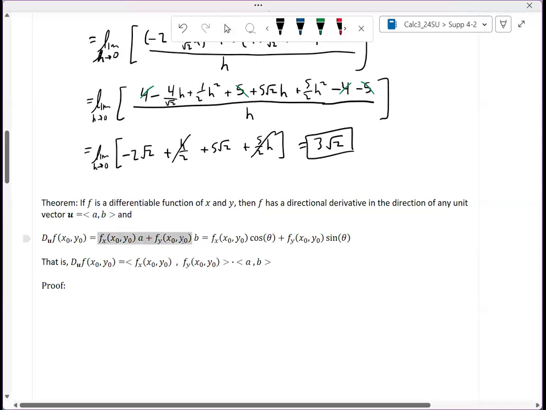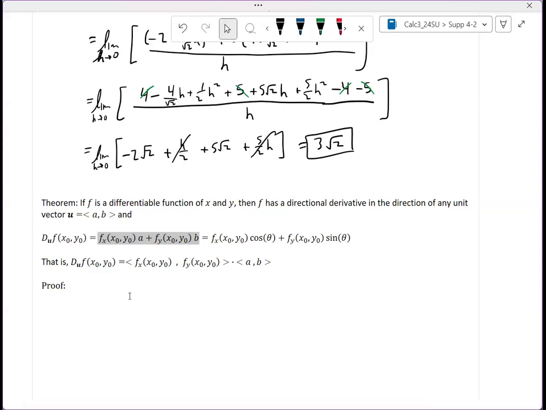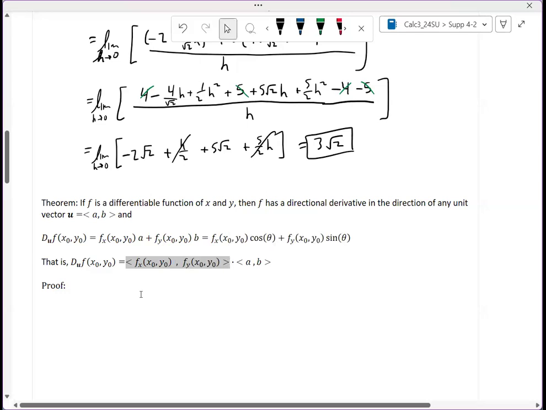Note that this structure, f_x times a plus f_y times b, kind of feels like a dot product, right? A and b are the components of u, and if I make another vector that has components partial f with respect to x at x naught, y naught as the first component, and partial with respect to y as the second component, then this just turns out to be the dot product of that vector with the derivatives in it with the direction vector.